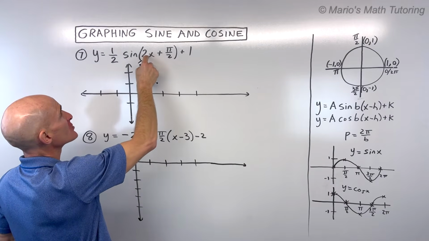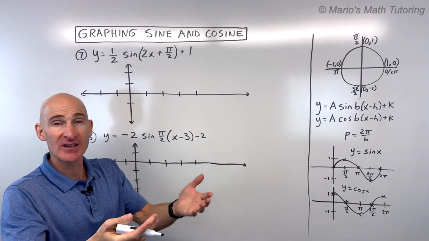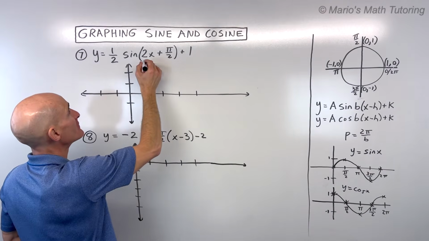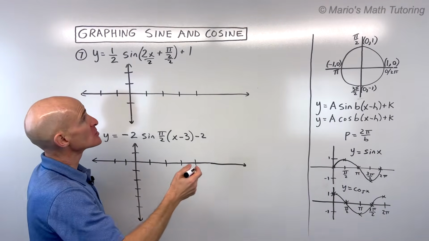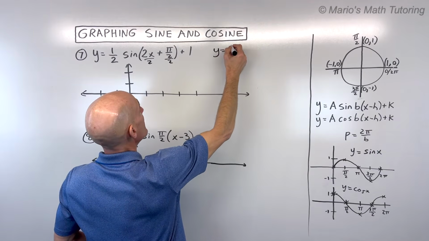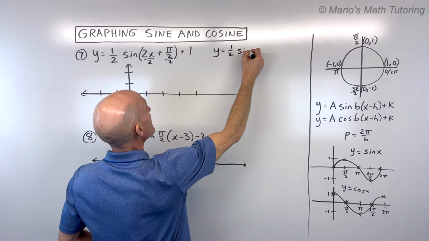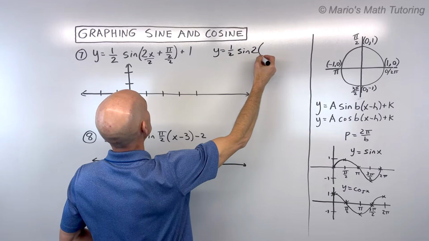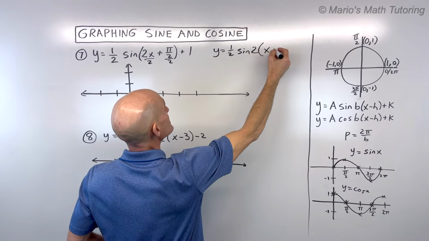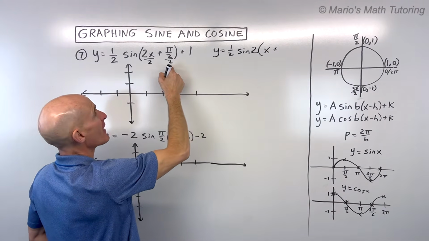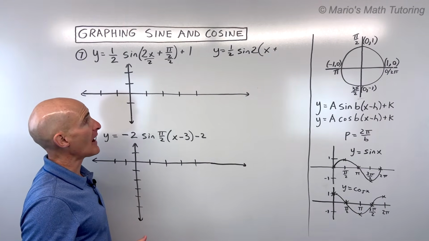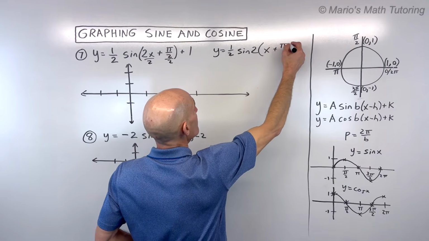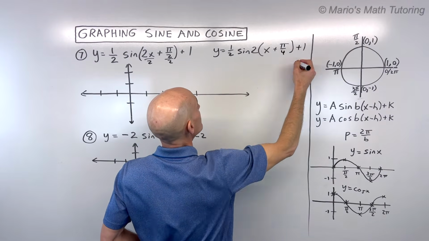If I factor this 2 out, remember factoring is kind of like dividing out, so I'm going to be dividing those by 2. So this is going to be y equals 1/2 sine, the 2 is in front of the parentheses now, it's just x, plus, remember when you divide by 2, that's like multiplying by 1/2. So this becomes pi over 4, plus 1.